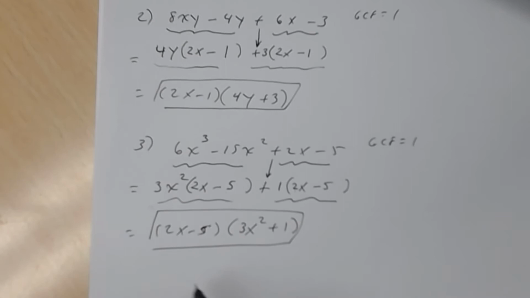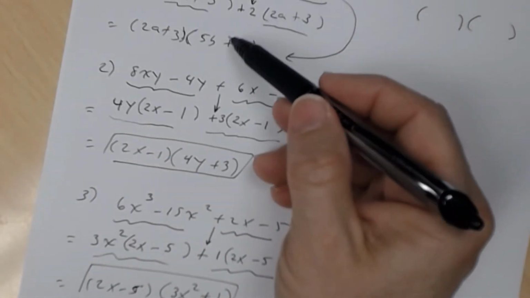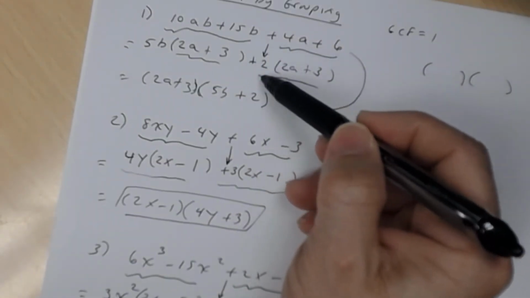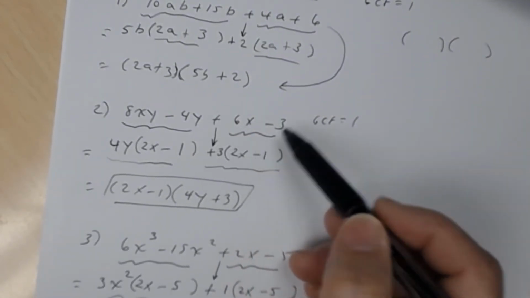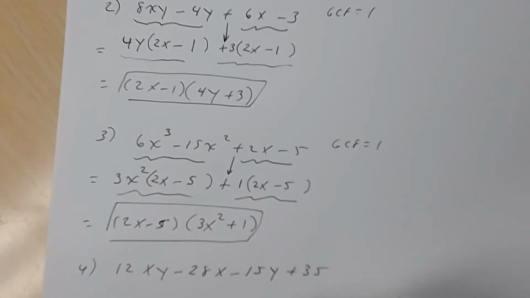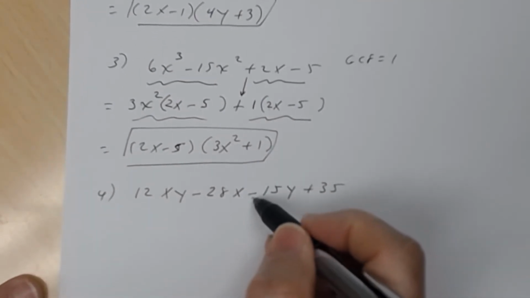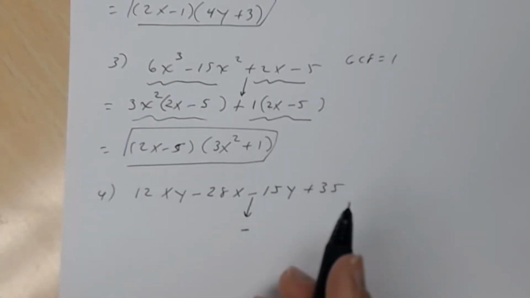Okay, now let's look at number 4. So number 4, we have 12xy minus 28x minus 15y plus 35. Now we're getting to a situation where, remember right here, that was an addition symbol, so I factor out a positive GCF from this group. I factor out a positive GCF from this group. I factored out a positive GCF from this group. Now this is a negative, so when I get to this point, I'm going to factor out a negative GCF from this group. Okay, so let's group the first two.